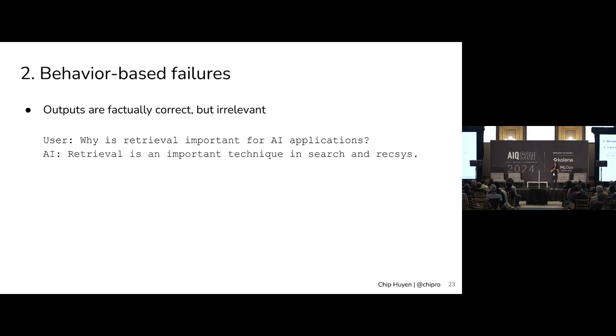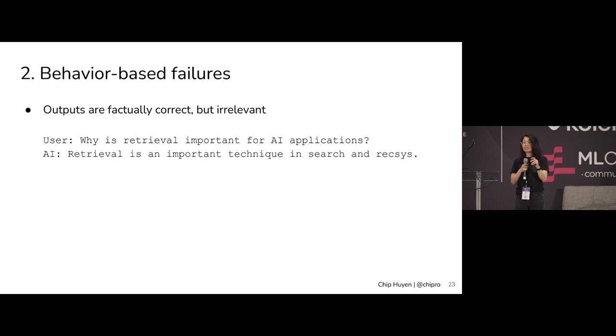Okay, so the next type of failures is behavior failures. One way it looks is when the outputs are factually correct but are not quite what you want. Here is a simple example. The user asks, hey, why is retrieval important for AI applications? And it responds, retrieval is an important technique for search and recommender systems. This is correct, but it's not what users want.